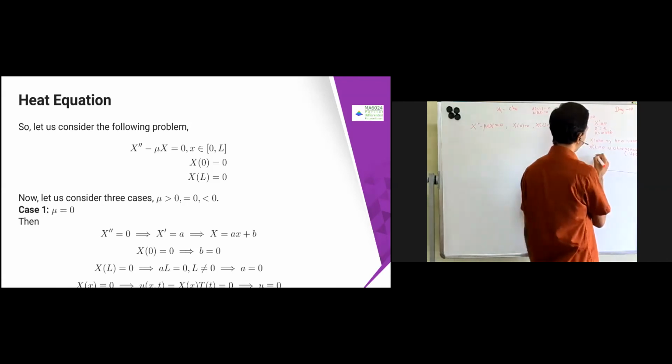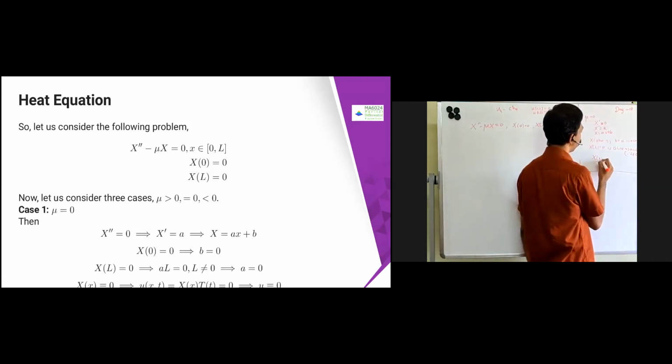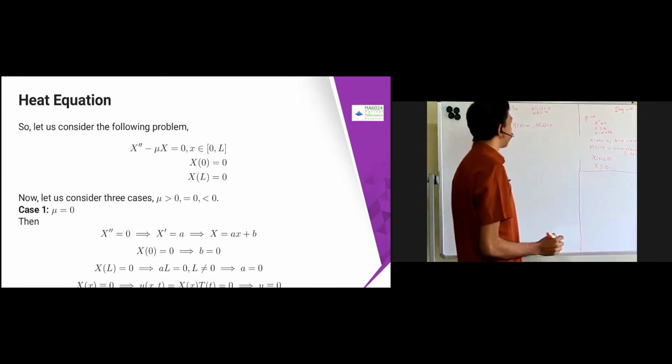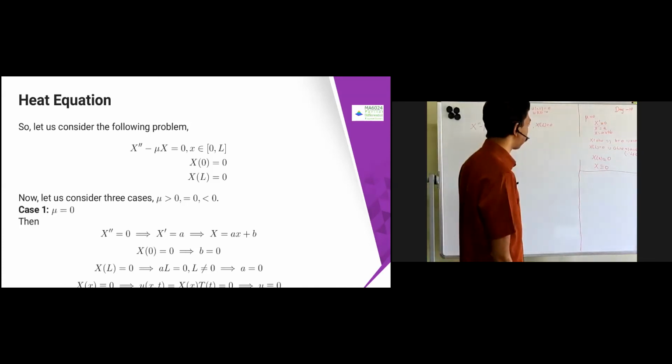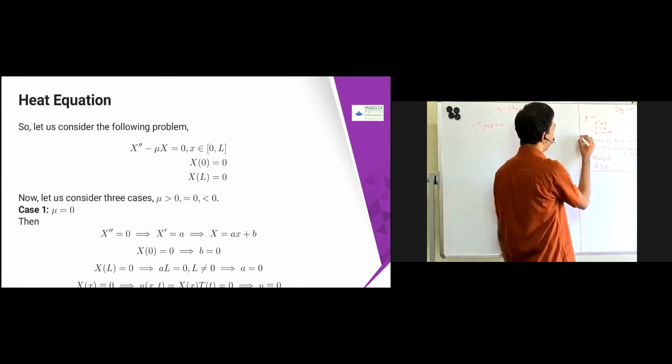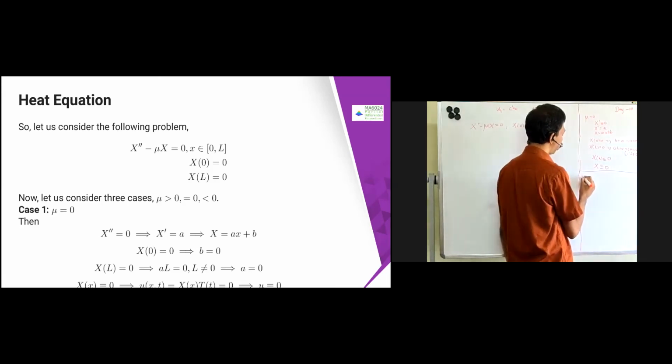Therefore, what I got is x equal to 0, which means x is identically 0. But that is the obvious case. So we derived all these things, but we only got the obvious case. That means we are not interested in mu equal to 0. Now let's go for mu greater than 0.